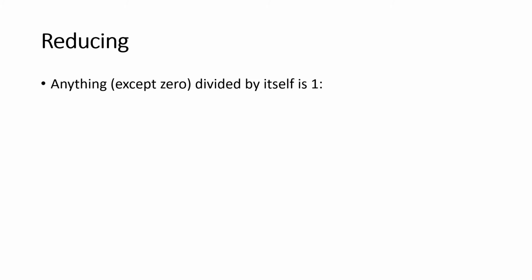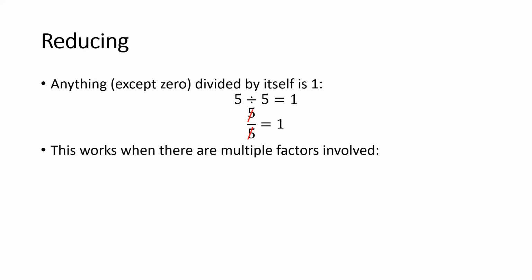Another important concept to be familiar with here is reducing. Dividing a non-zero number by itself gives you 1. To show this with fractions, we usually cross out the common factor, which is 5 in this case. This works when we have multiple factors as well, and this gives us one way of simplifying a fraction into lowest terms.